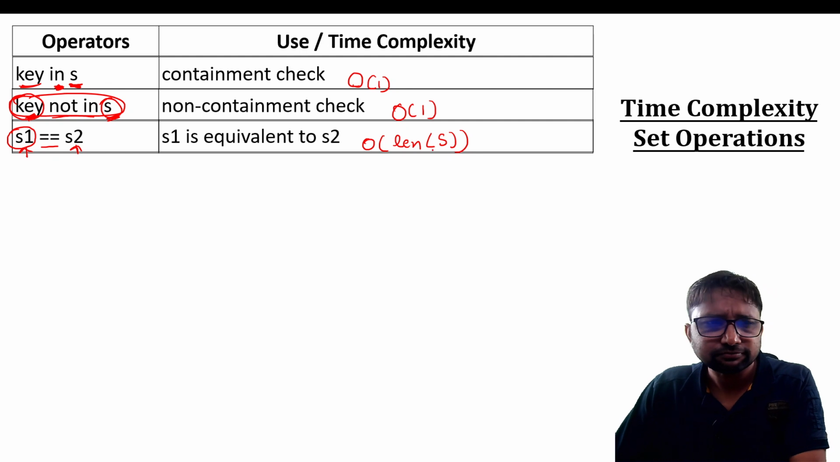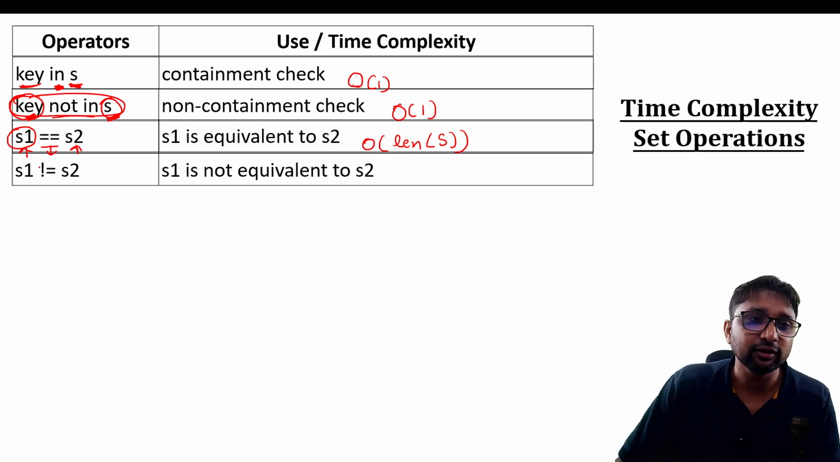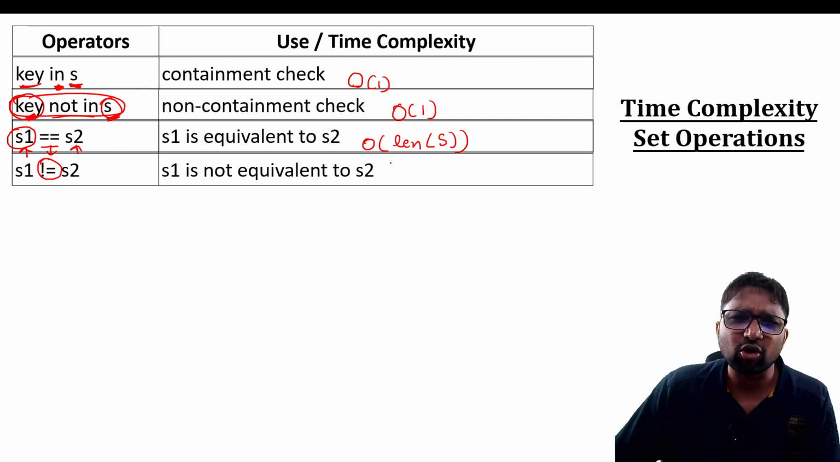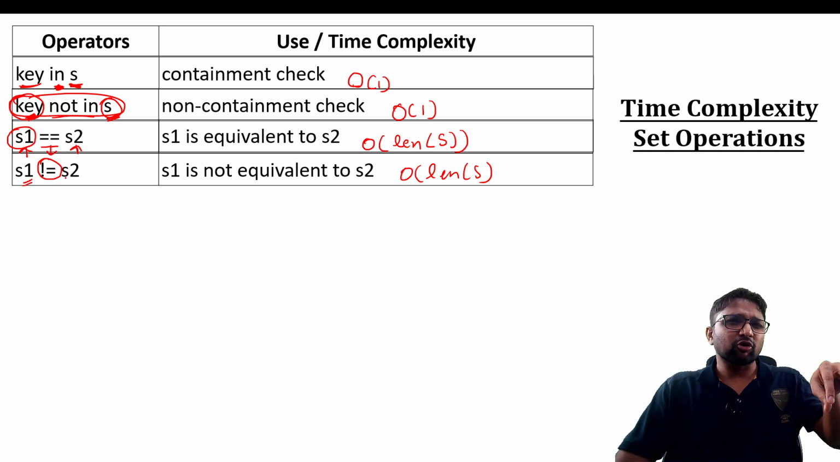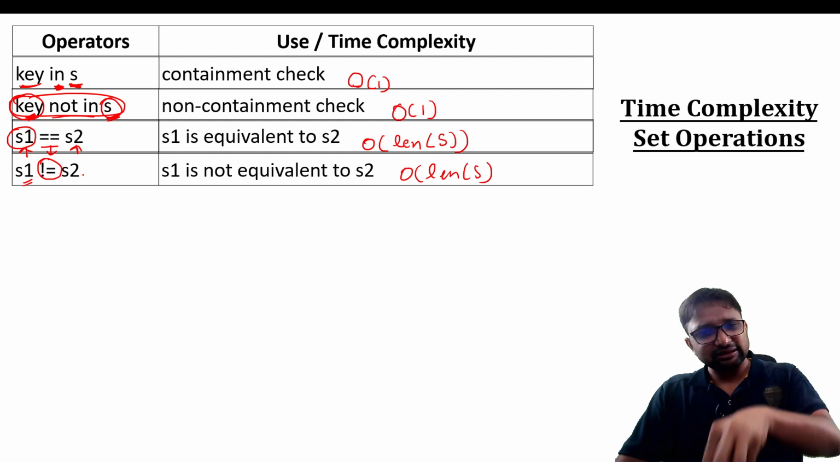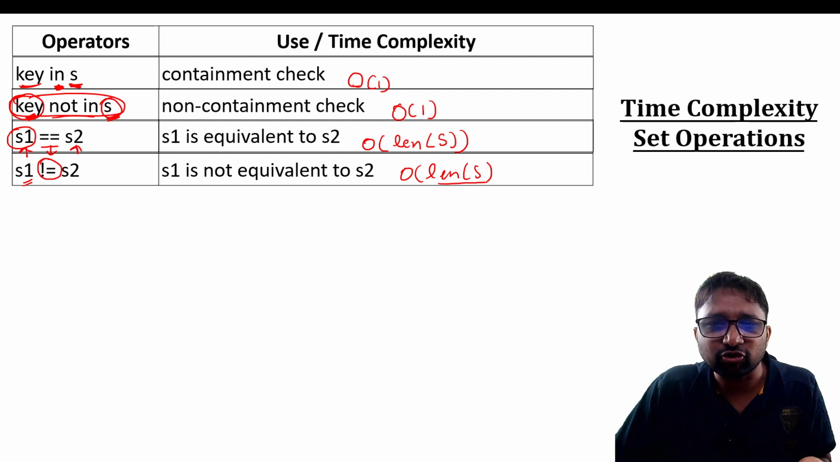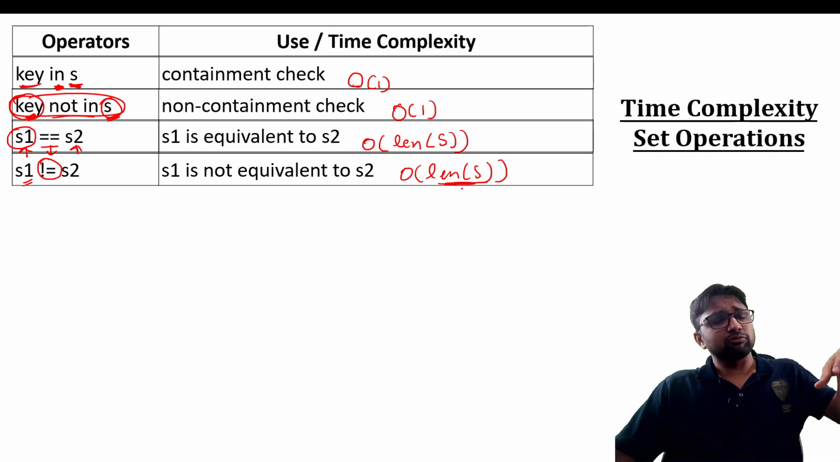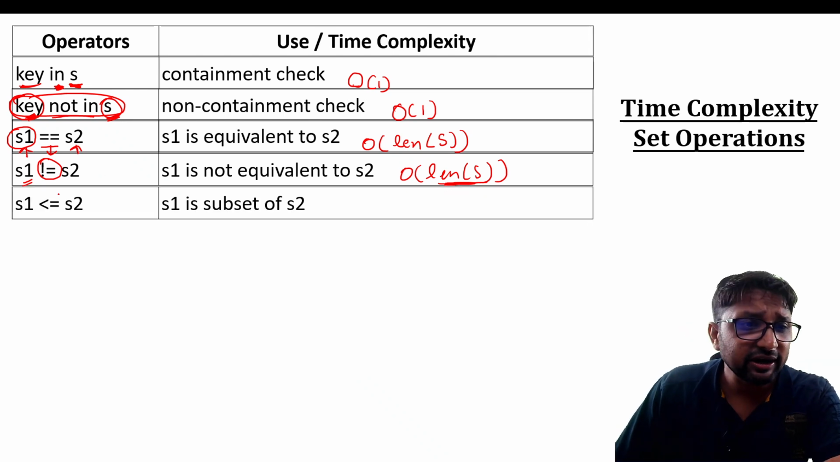Another operation is the opposite of equivalent, that is not equivalent. Here also this will take order of length of S time. Same reason: you need to compare all the elements of one set into the other set one by one. The total number of elements will be the length of S. You need to compare all the elements. That's it.